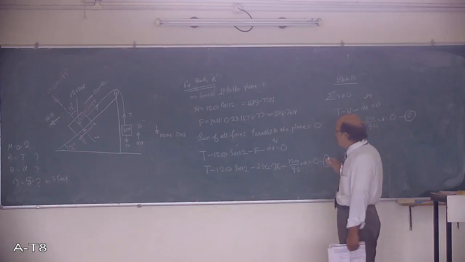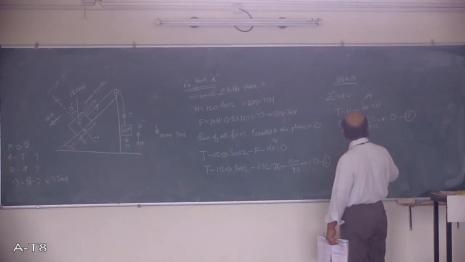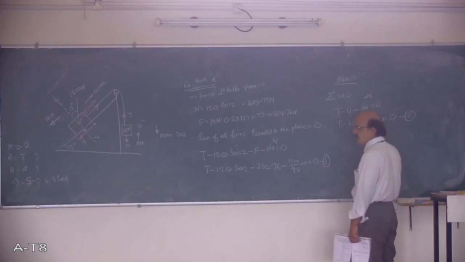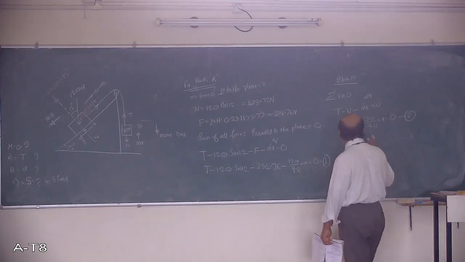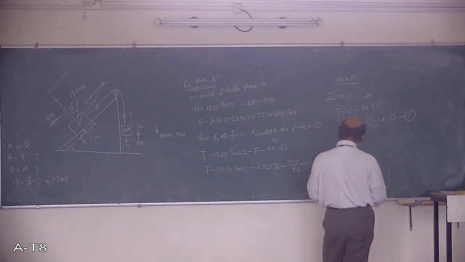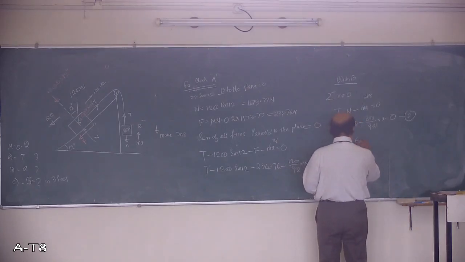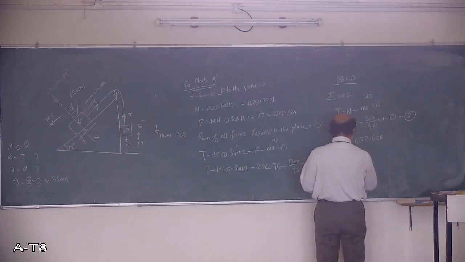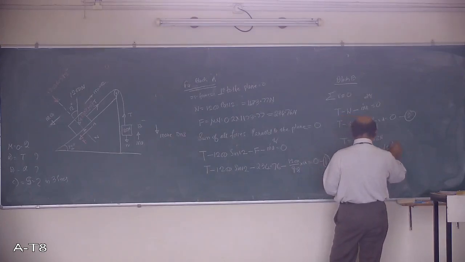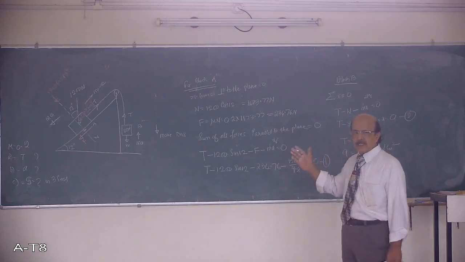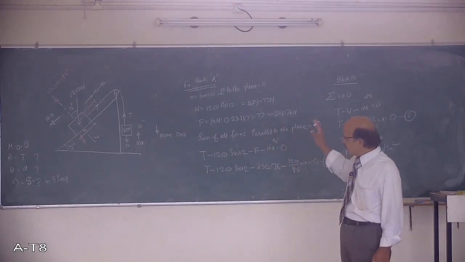If you solve equation 1 and equation 2, as these are two simultaneous equations with two unknowns, one is the tension and the second is the acceleration. Here also tension and acceleration. So by knowing two simultaneous equations, the two unknowns can be worked out. If you solve these two equations, you will get the tension in the string as well as the acceleration. Tension is 673.68 newton, and acceleration works out to 1.549 meters per second square. So I was able to determine tension as well as the acceleration of the block.